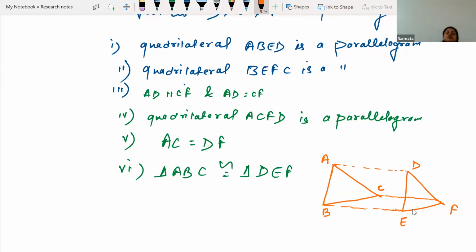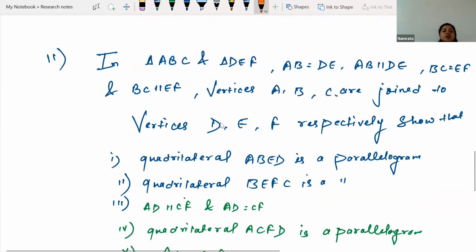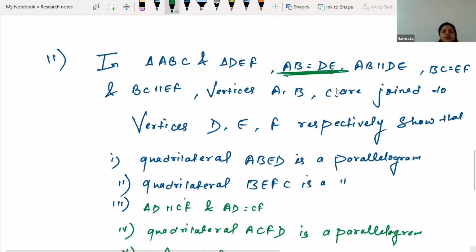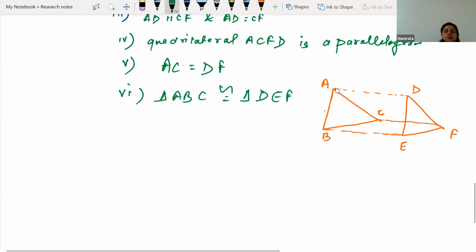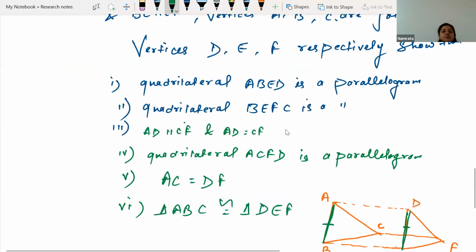Okay, this is the figure that is given. Now let me mark the information which is given. A lot of information is there. That is, AB is equal to DE. AB is equal to DE. This green side and that green side are of the same length.